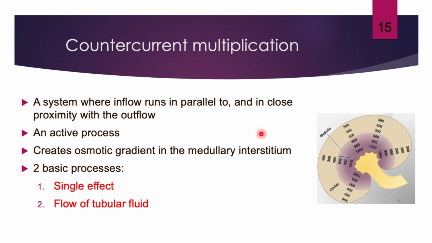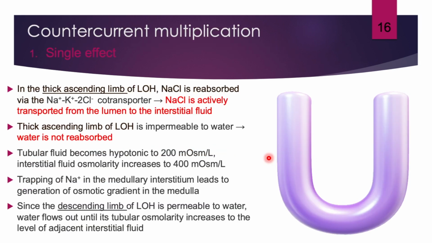Countercurrent multiplication is a system where inflow runs in parallel to and in close proximity with the outflow. It is an active process that helps to create osmotic gradient in the medullary interstitium. There are two basic processes in countercurrent multiplication, which are single effect and flow of tubular fluid. First, let us look at the single effect.